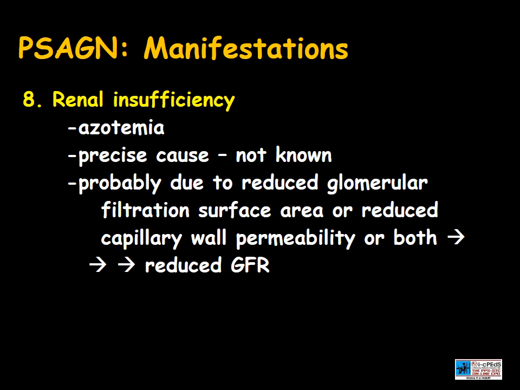Renal insufficiency or azotemia may also be seen in these patients. Although the precise cause is not known, it is probably due to the reduced glomerular filtration surface area or reduced capillary wall permeability or both, which resulted in a decrease in the GFR.